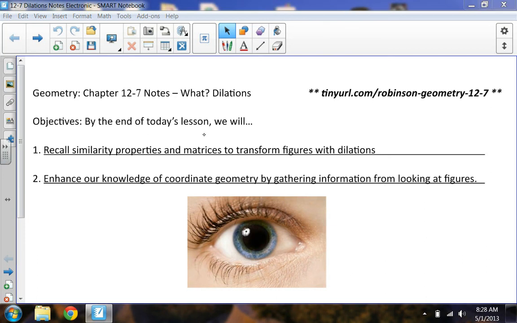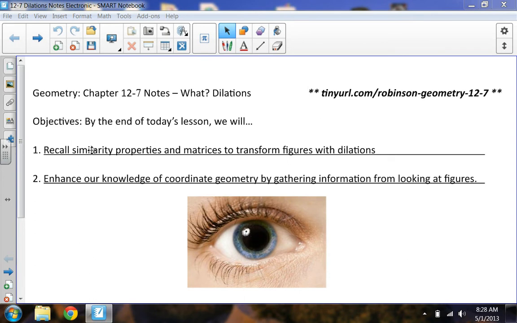All right, we are looking at 12.7 on dilations. Dilations, think of like somebody might say your eyes dilated. It means it grows, it shrinks, it changes. Okay, so a dilation is the last type of transformation that we'll be seeing, and it's the final section in the chapter.